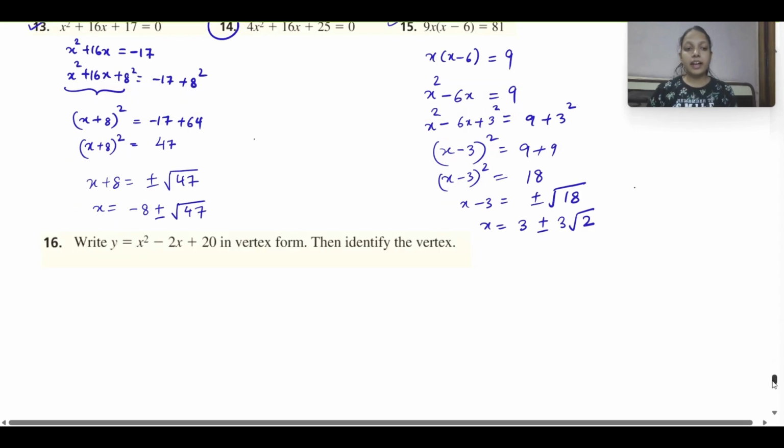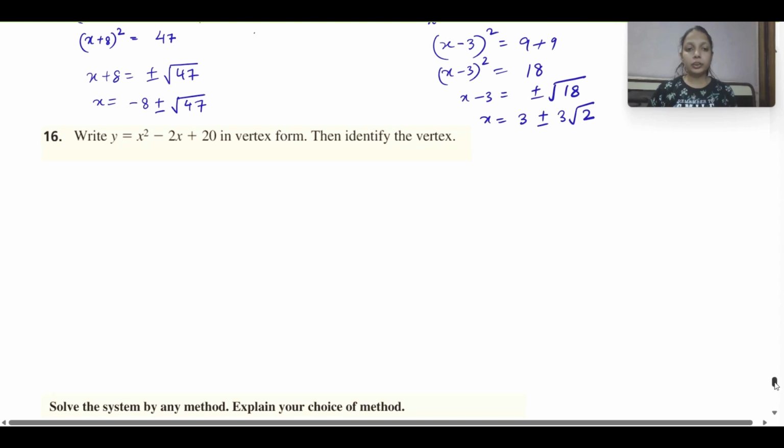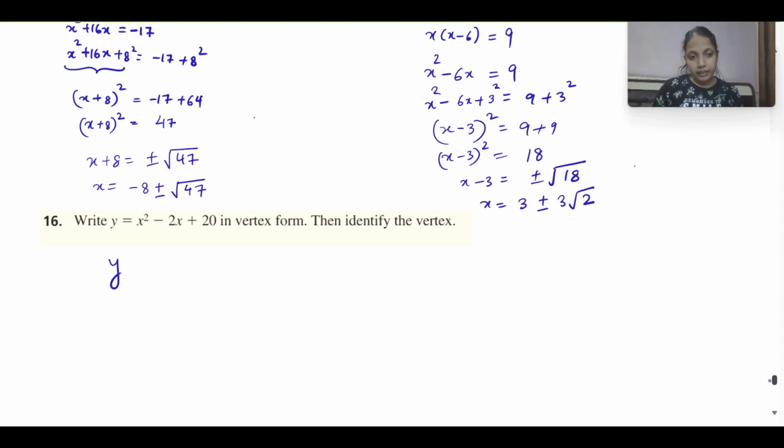Next, write y equals x square minus 2x plus 20 in vertex form. What is vertex form? Vertex form is basically the completing the square form. Y minus 20 equals x square minus 2x. I'm trying to complete the square. To complete the square, half of 2 is 1, so I have to add 1 square on both sides.